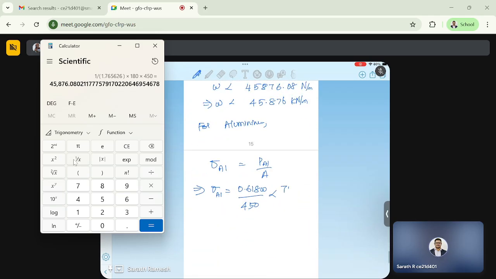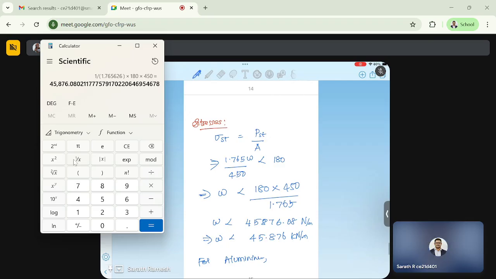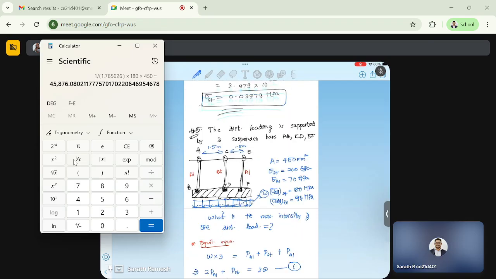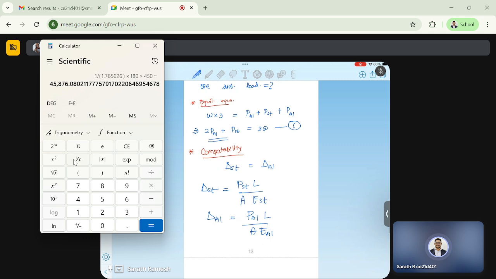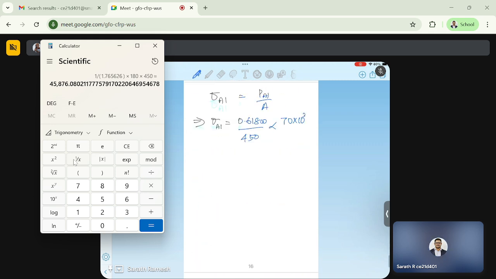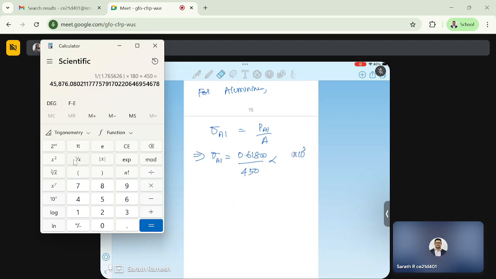Should be less than 70 into 10 power 3. Did we substitute a 10? Okay, wait. Allowable is, sorry, 94, right? Yeah, thanks for that. 94 this is.